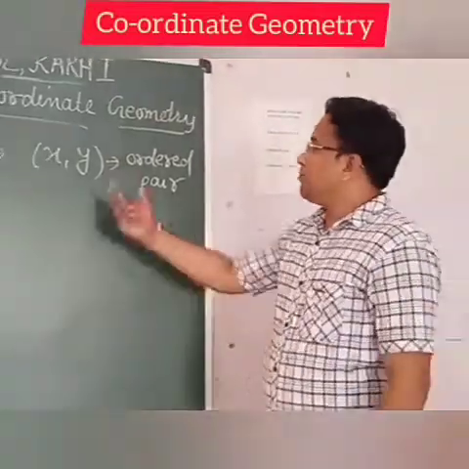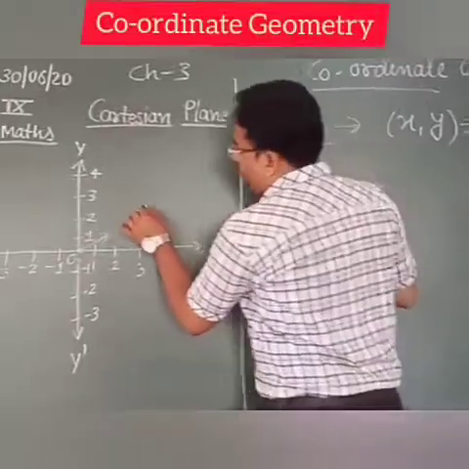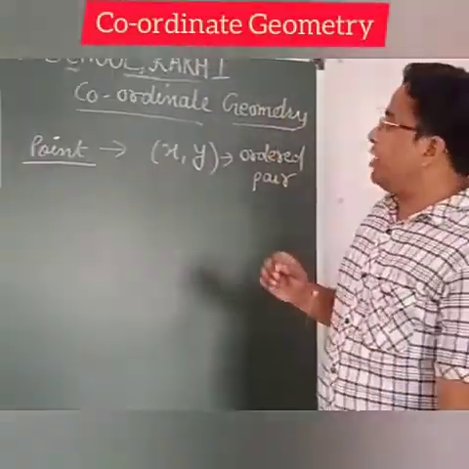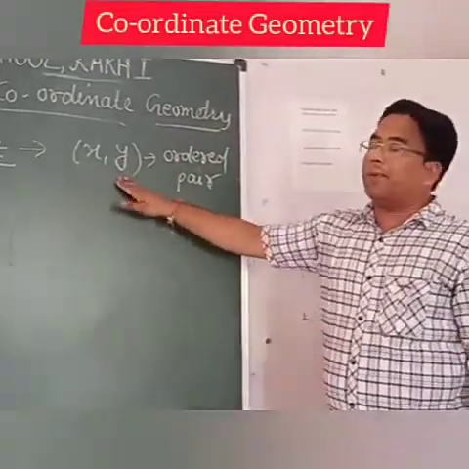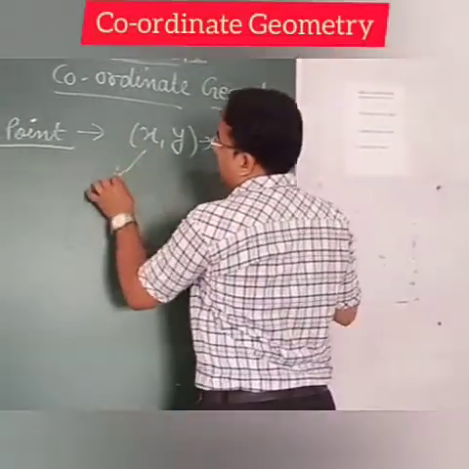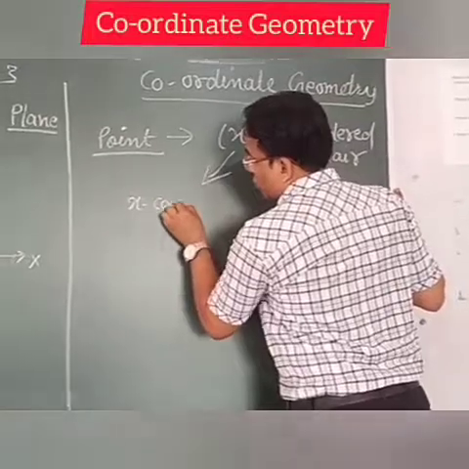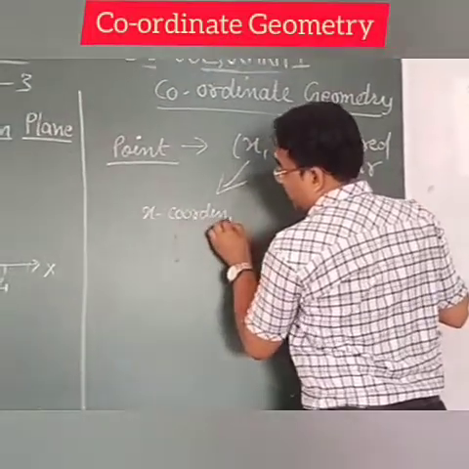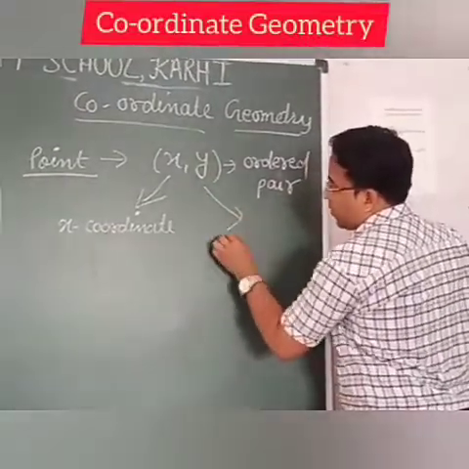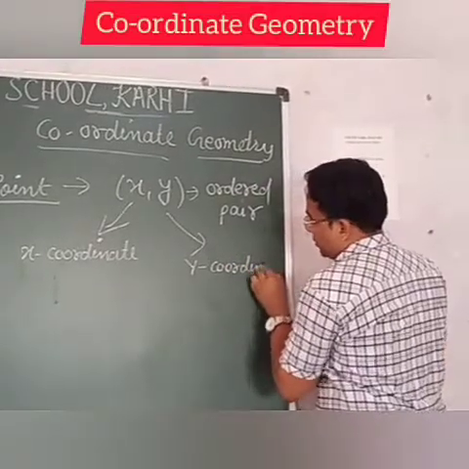Ordered pair. Okay. कि कार्टेशियन प्लेन में जिस भी पॉइंट को अगर मैंने यहाँ पर एक पॉइंट प्लॉट किया है, एक पॉइंट बनाया है, तो इसके अगर मुझे लोकेशन पता करना है तो मुझे उसका ऑर्डर्ड पेयर पता करना पड़ेगा. ऑर्डर्ड पेयर मींस x, y. Here x is known as the x coordinate, and y is known as the y coordinate. फाइन.